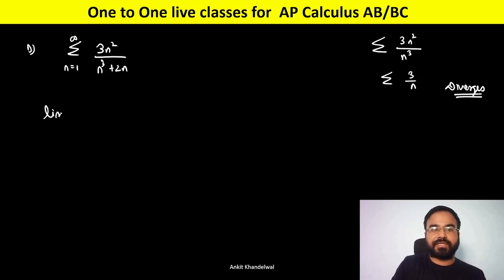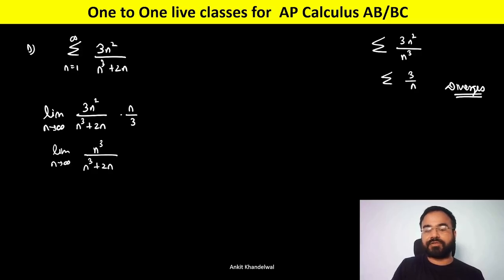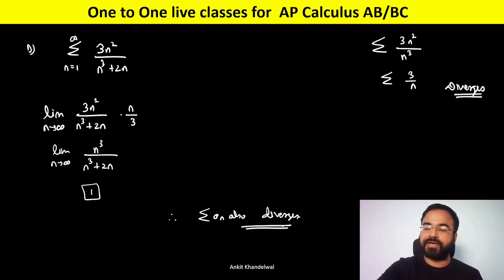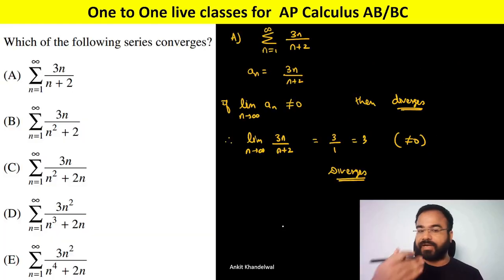So again we will say limit n tends to infinity an upon bn. So an divided by bn is 3 upon n, so it will become n upon 3. Again 3 will get cancelled out, it will become n cube over n cube plus 2n. Now again the degree is same, so ratio of leading coefficient is the answer. So answer is positive as well as finite, so both will have same nature. So since the bn diverges, therefore an also diverges. So definitely D is not the correct answer. So now definitely E is going to be the correct answer.